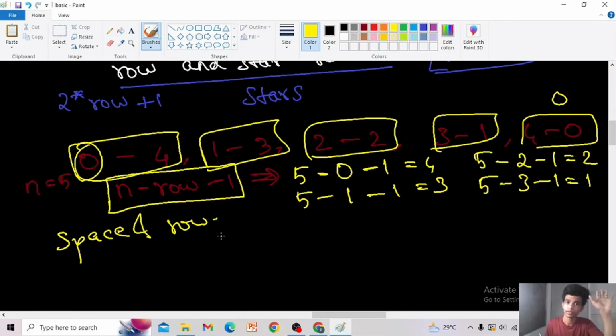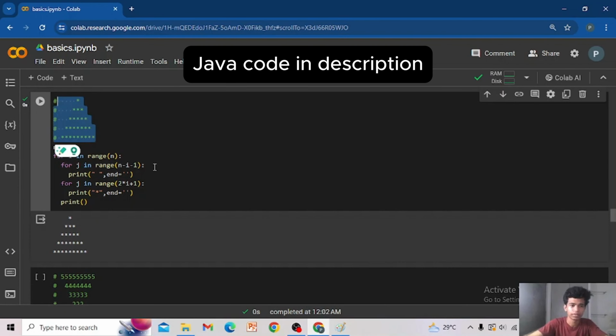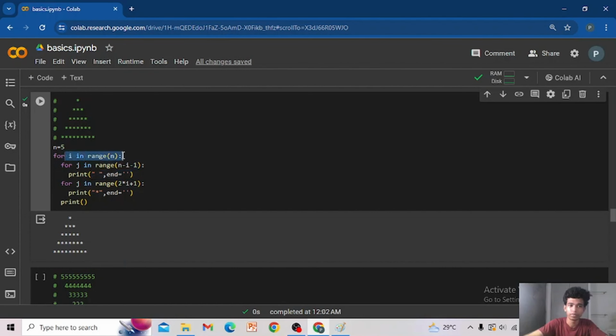Combine those two. So how to combine this? Just see this code. First of all, I have told you how many spaces should be there. N minus I minus 1 spaces should be there, so I printed that much space inside the for loop. This loop runs 5 times, which means for these 5 times you have to print this row. That's the use of this outer for loop.